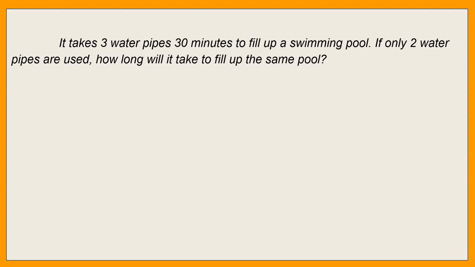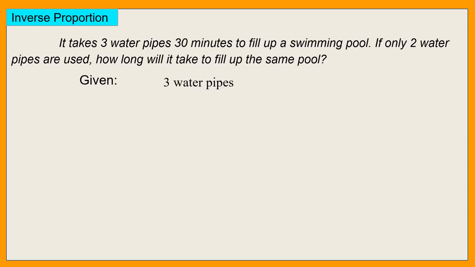So, anong klaseng problem ito or proportion ito? This is an inverse proportion. Kasi, kung 3 water pipes, 30 minutes. Kung 2 na lang ang water pipes, edi ba babagal na yon? Mas matatagalan na para mapuno ang swimming pool, di ba? So, baligtaran na yan. So, kumonte yung water pipes, tatagal yung pagpuno ng swimming pool, di ba?